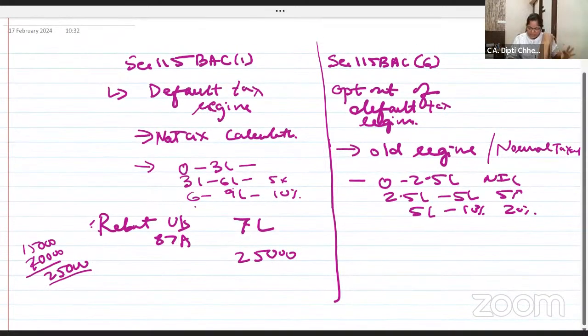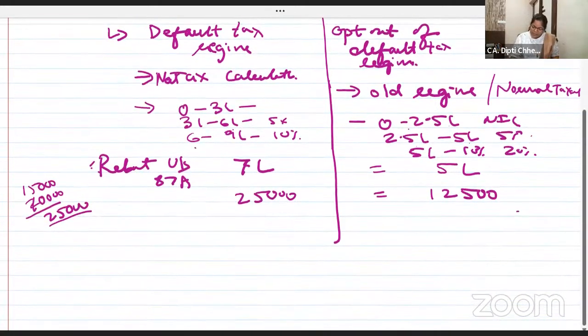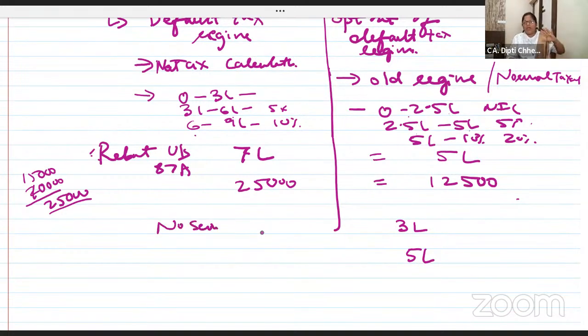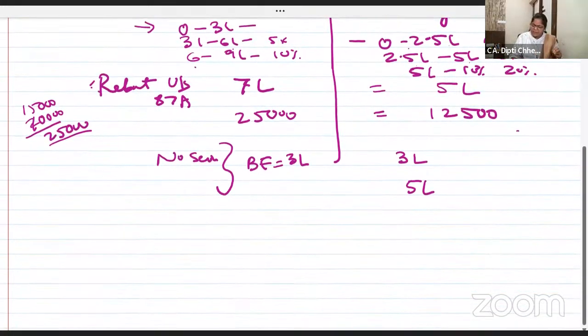In the old regime, you get a rebate up to 5 lakhs and the limit is 12,500, because 0 to 2.5 lakh it's nil, 2.5 lakh to 5 lakh it is 12,500. Here you get seniority benefit, 3 lakh, super senior citizen 5 lakh. In the default regime there is no senior citizen benefit. For all the citizens, whether you are 83 years, 85 years, 73 years, the basic exemption will be the same, 3 lakh. I'm making it as simple as possible.